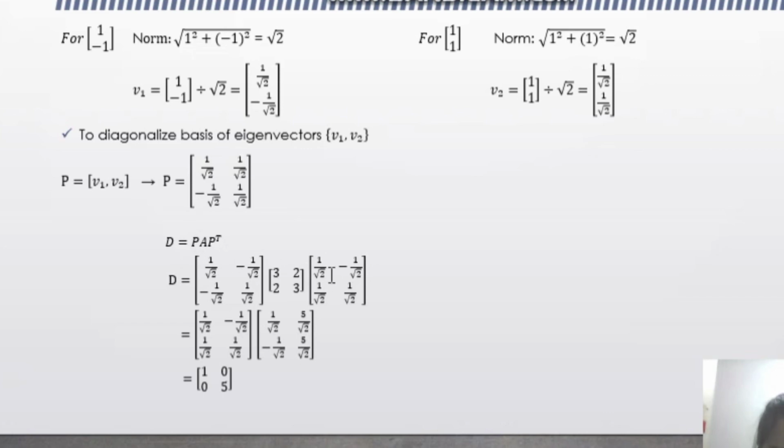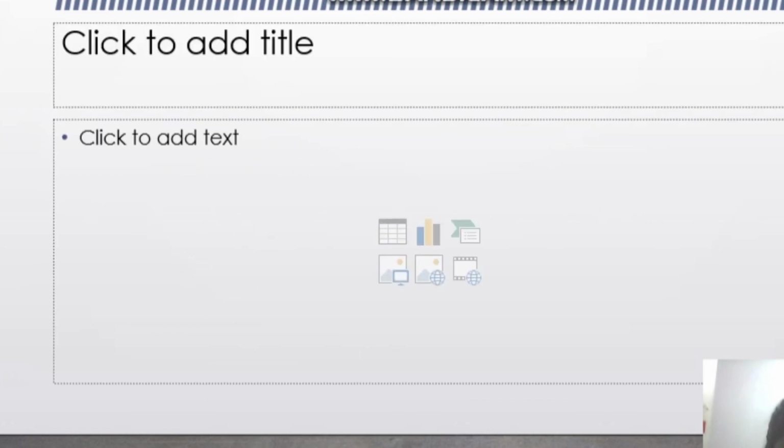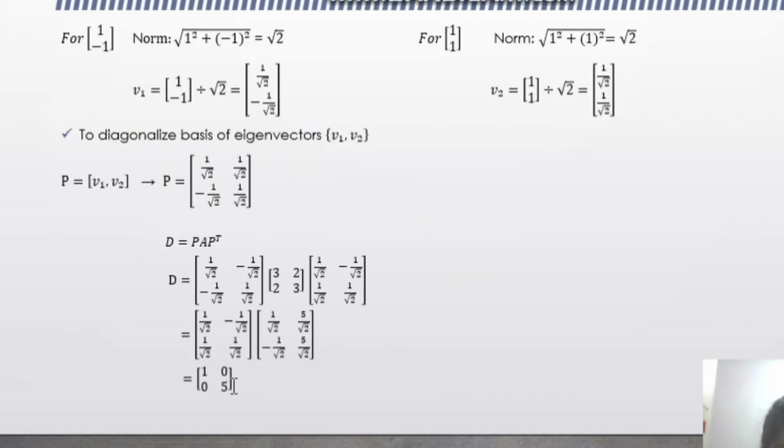And then, multiply these matrices, we will get 1, 0, 0, 5. So, this is the diagonal or diagonalized basis for the given matrix. So, again, the diagonalized matrix of A is 1, 0, 0, 5. So, ganun lang po mag-diagonalize ng matrix or the symmetric matrices.